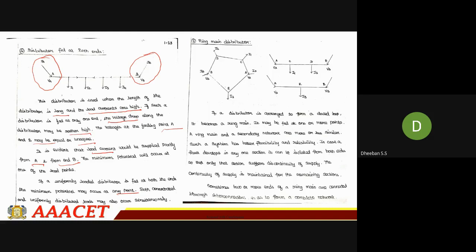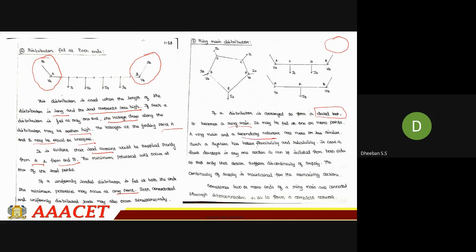Coming to the next one, the ring main distributor. This will look like a ring topology. Here the loads will be connected in a ring format. If a distributor is arranged to form a closed loop, and this is the main word, closed loop, it becomes a ring main. It may be fed at one or more points. A ring main and a secondary network are more or less similar.